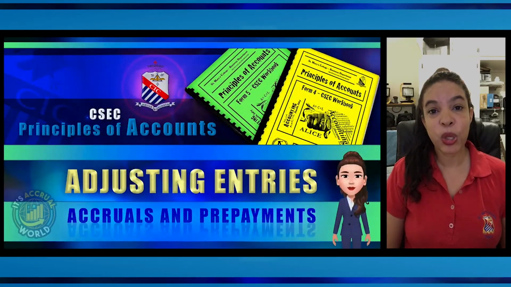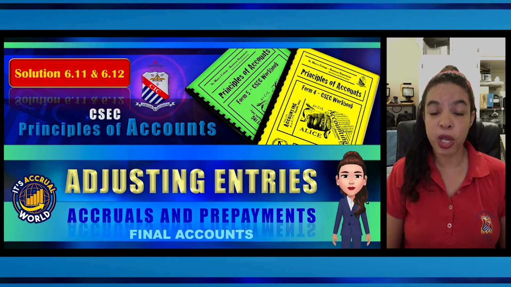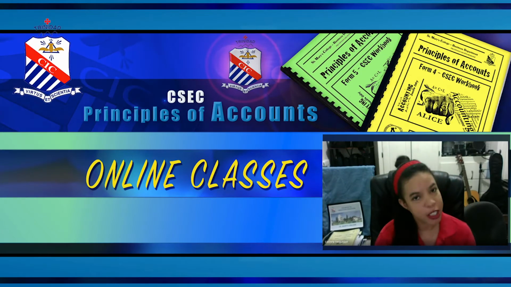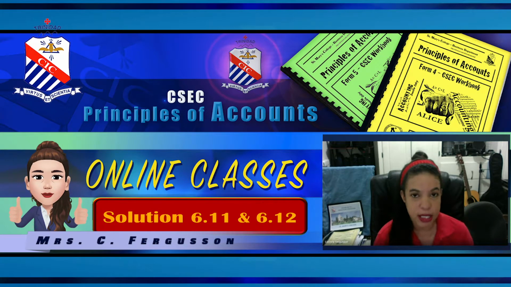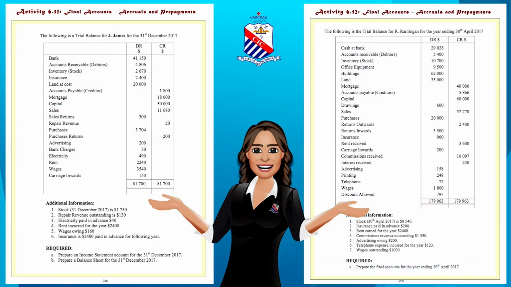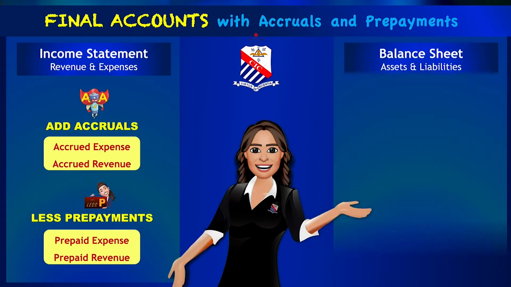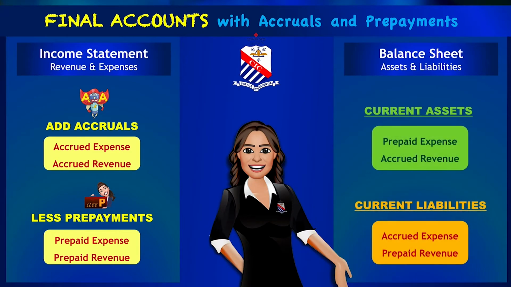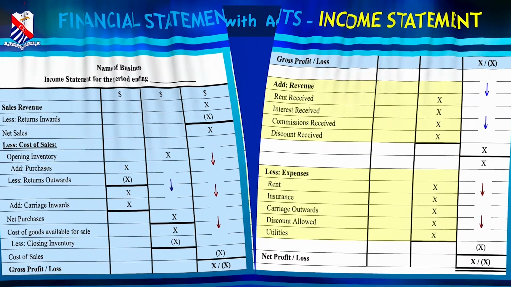In today's lesson, we are going to be practicing how to do the final accounts with accruals and prepayments by doing the solutions to two of our workbook exercises or activities, 6.11 and 6.12. So we are required to prepare both the full income statement and balance sheet this time, including the adjusting entries, accruals, and prepayments. The income statement has two sections.